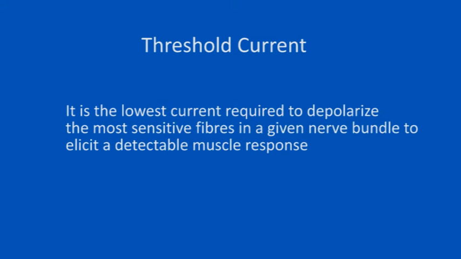Before we go into the depth of neuromuscular monitoring, we need to know a little physics about current and frequency of stimulation. Let us start with threshold current. It is the lowest current required to depolarize the most sensitive fiber in a given nerve bundle to elicit a detectable muscle response.